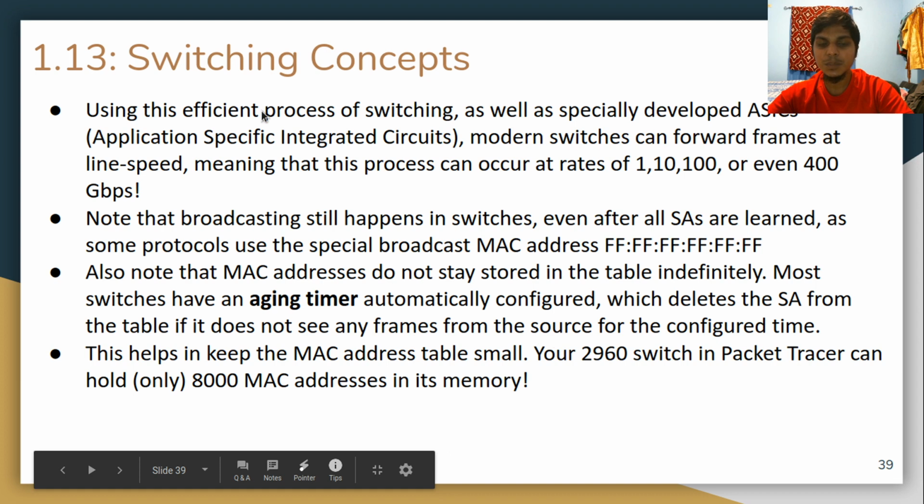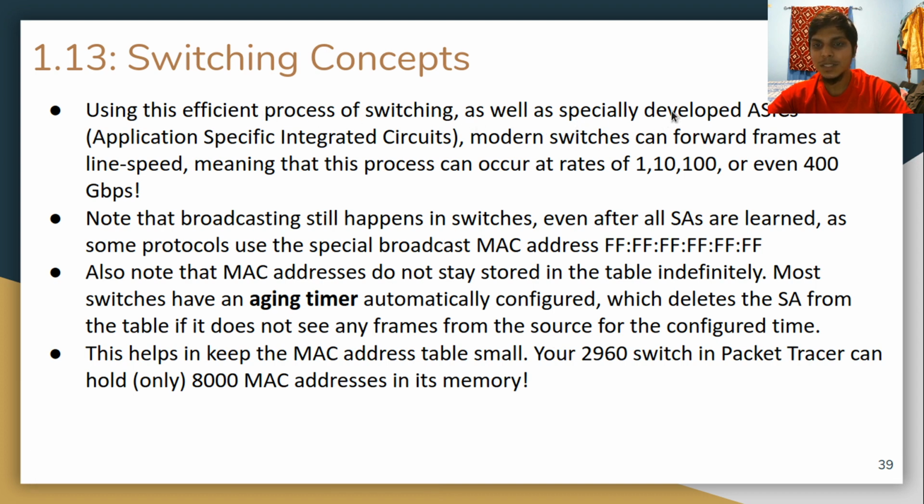So using this efficient process of switching, as well as these specially developed ASICs, which are application-specific integrated circuits, modern switches can forward frames at line speed, meaning that this process can occur at rates of 1, 10, 100, even 400 gigabits per second, so super fast.